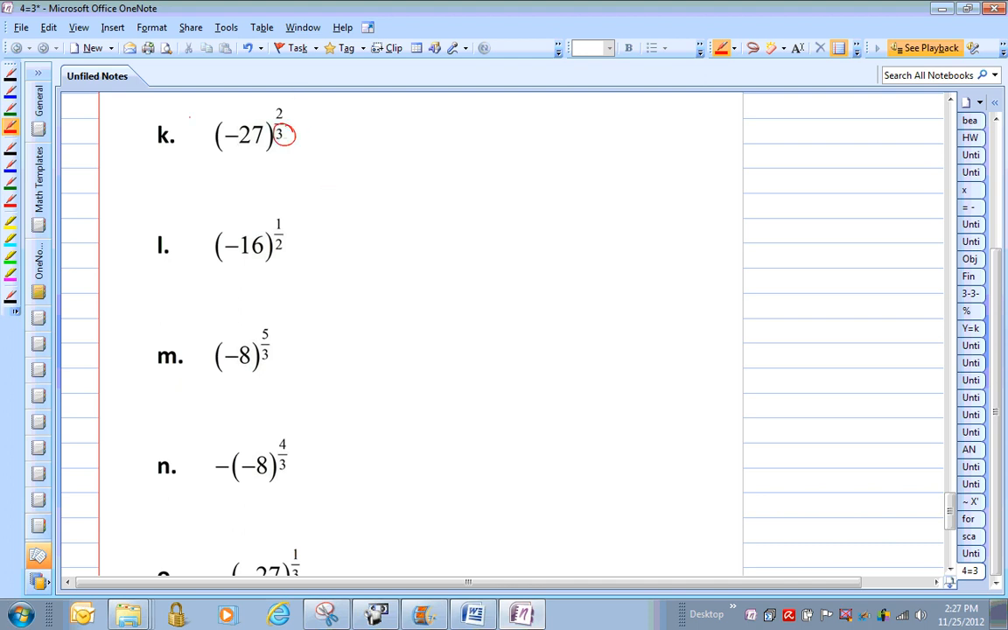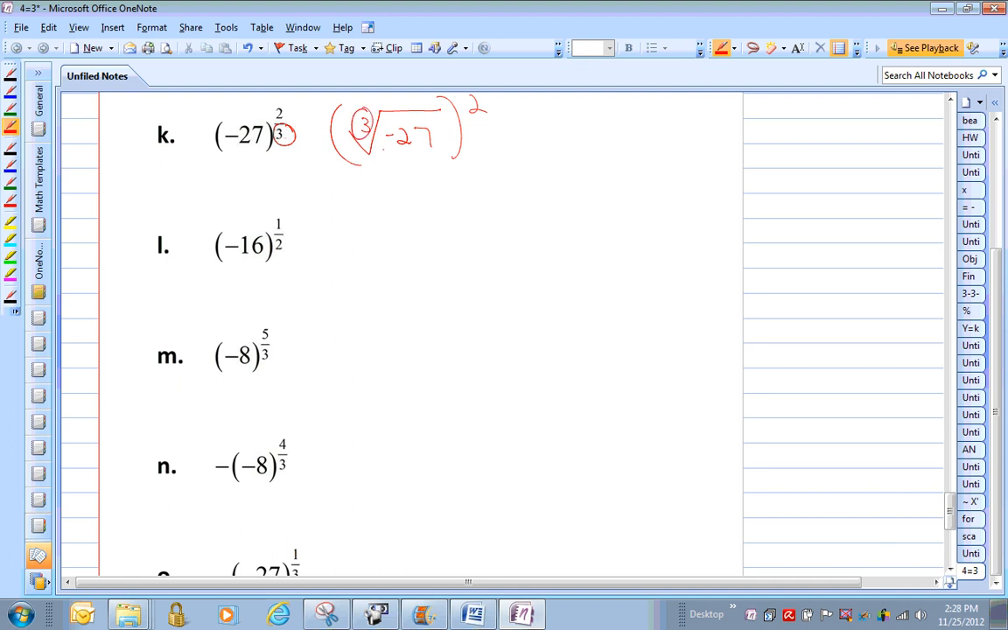becomes the root. And so in this case, we would have the cube root of negative 27, and once we found that value, we could square it. And that's how I would do it. You could square the negative 27 first, but then you end up with really large numbers, and I believe that's a little harder to work with than the smaller numbers.